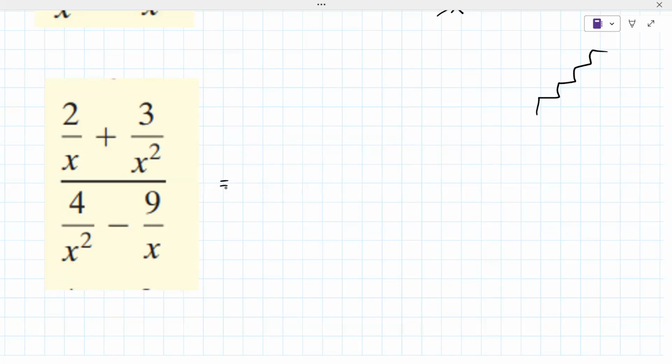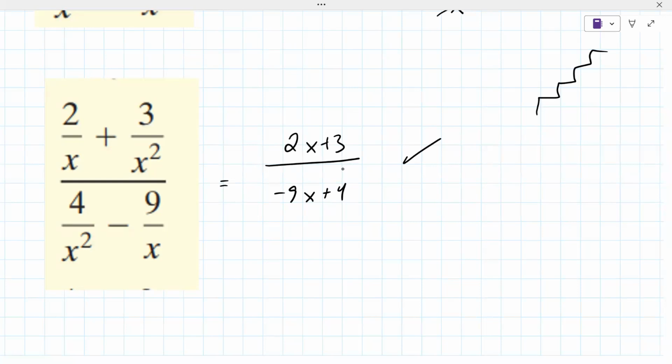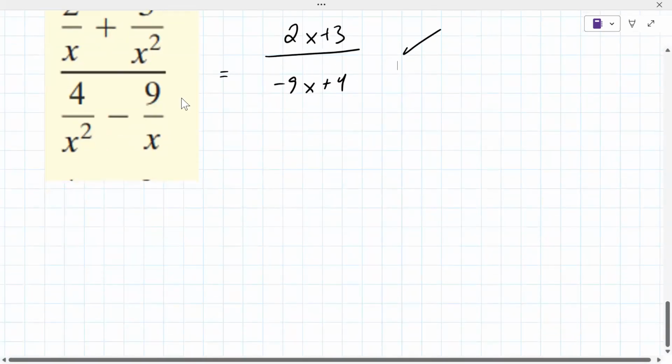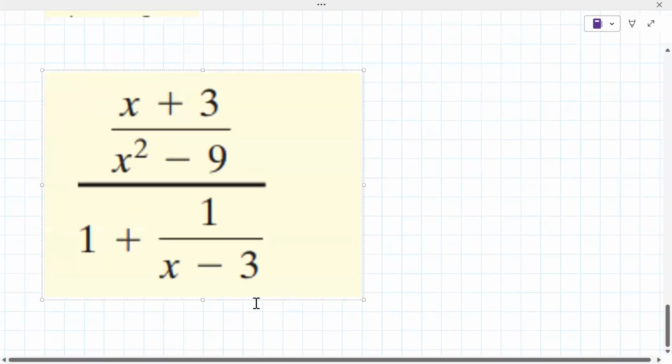Negative 2x plus 3 over negative 9x plus 4. Okay. And it might be 4 minus 9x, for a multiple choice, or 3 plus 2x. So good, great. I'm sure you wanted to get to these, but I had to make sure that you got it.